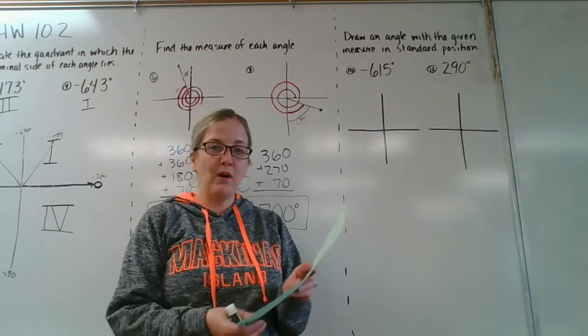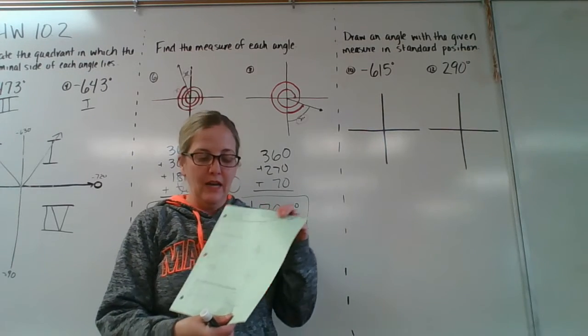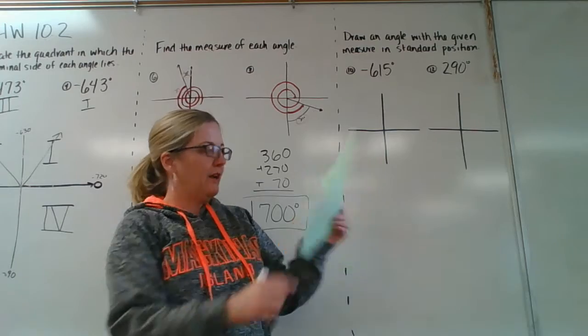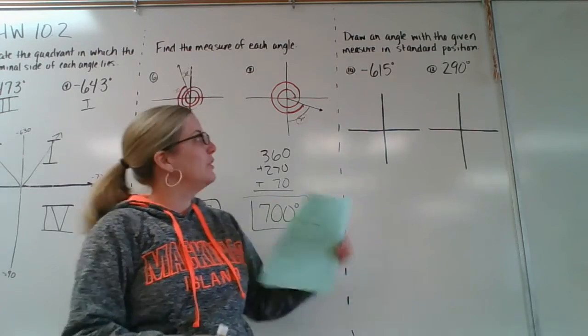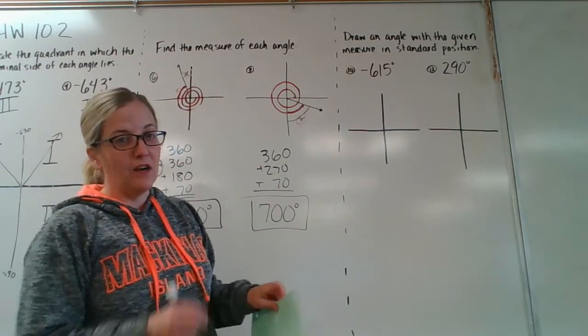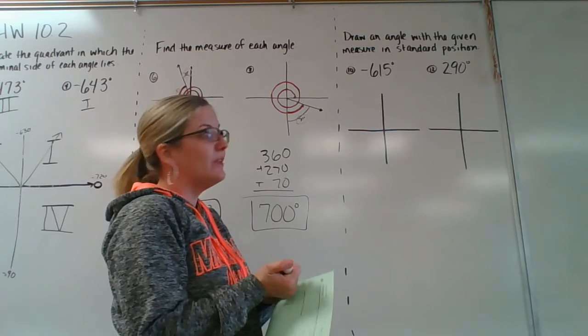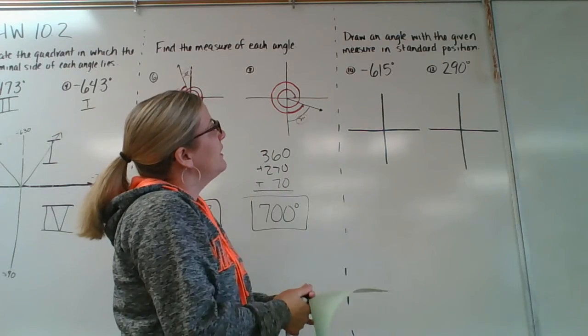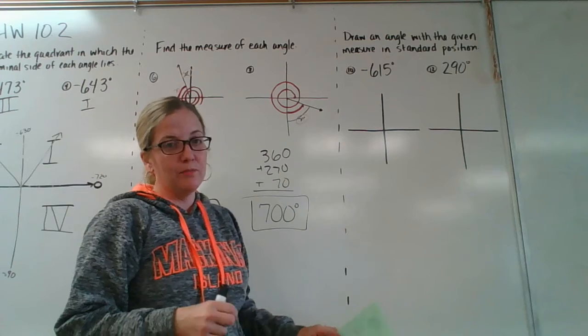Guys, we're doing the next part on your 10.2 homework. I'm going to do this next section, numbers 9 through 12. So here are your two examples. The evens are what I'm using for examples, and you have to do the odds. The directions say draw an angle with the given measure in standard position.